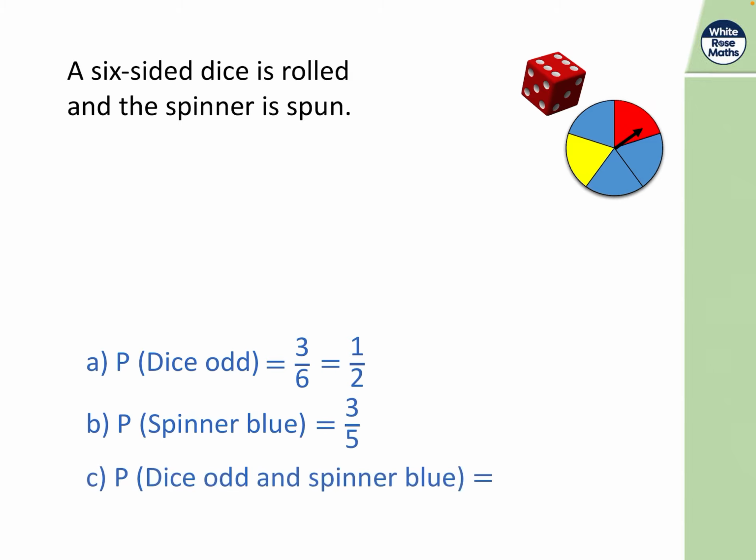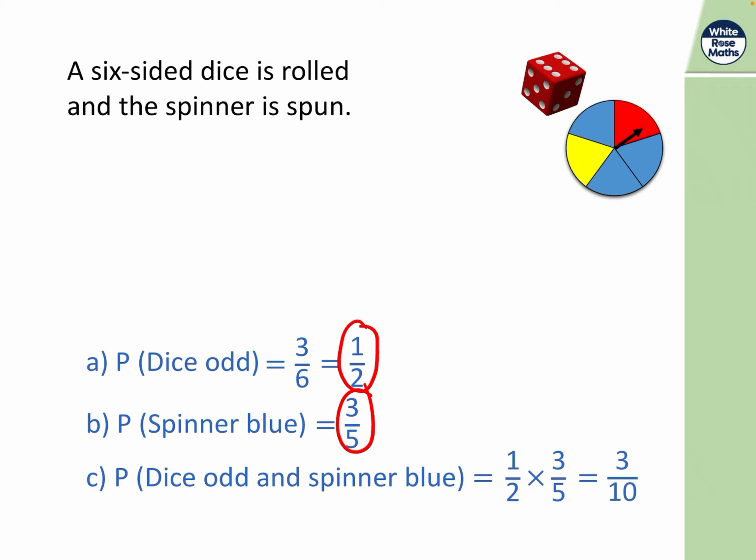And then to work out the probability that we get an odd number on the dice and blue on the spinner, we would multiply those 2 fractions together. So we do a half multiplied by 3 over 5. Multiplying fractions is nice and easy. We multiply the top together, multiply the bottom together. So 1 times 3 is 3, 2 times 5 is 10, so the probability is 3 out of 10.